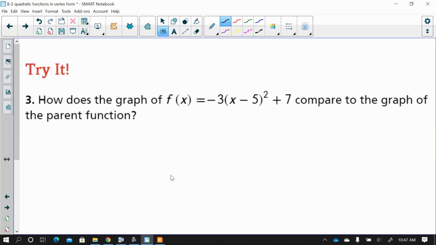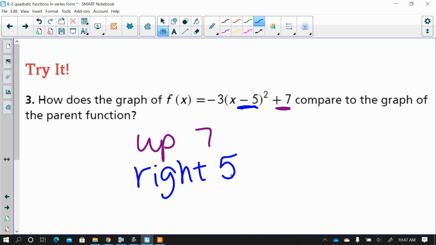So let's talk about how the graph of f(x) = -3(x - 5)² + 7 compares to the graph of the parent function. Well, let's go one thing at a time. I like to start here. Since it's +7, it moved up 7. I like to look at h next. It's negative, so remember it's the opposite. This goes to the right 5.